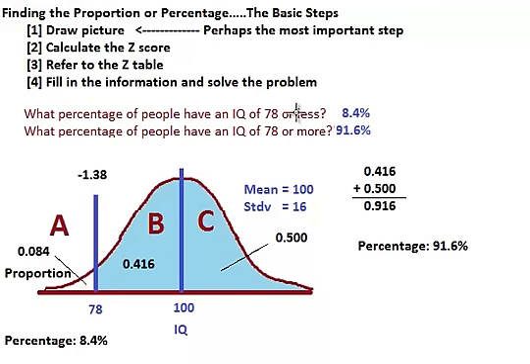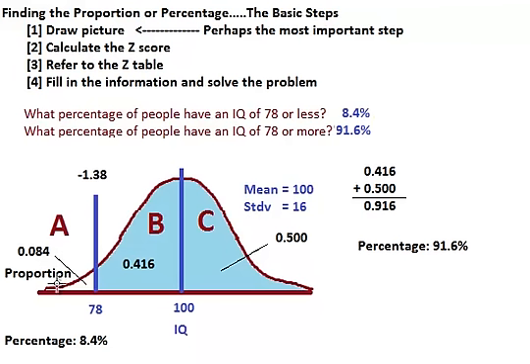So what percentage of people have an IQ of 78 or less? That's 8.4%. What percentage of people have an IQ of 78 or more? That's 91.6%. And if we add up part A, that's 8.4, plus parts B and C, which is 91.6, why, that's everything, right? A, B, and C, that would be 100%.